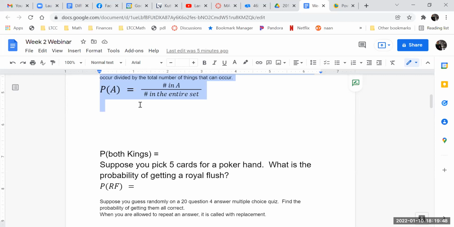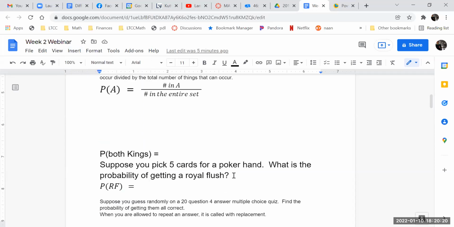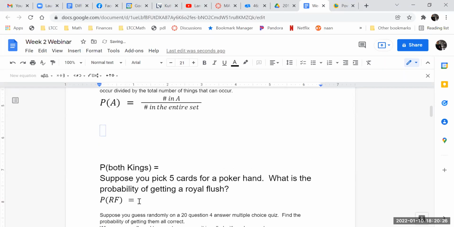All right, so the first thing that is a good idea to do is go in here, and we have this poker hand. Let's see if it allows me to do it. I may have to do it this way. Let's try this, just pop it right there, insert equation. There we go. That way I'll have a screen. So I'm going to go to fraction.